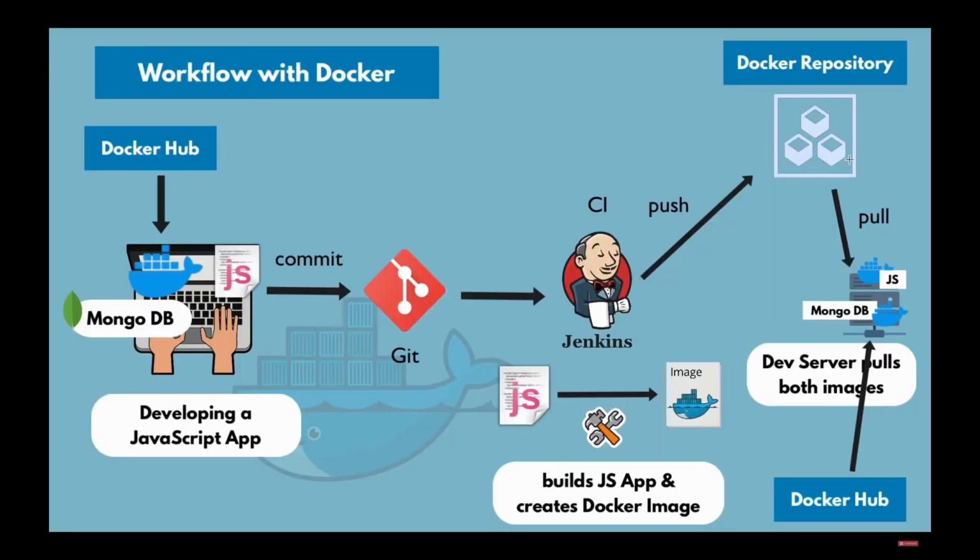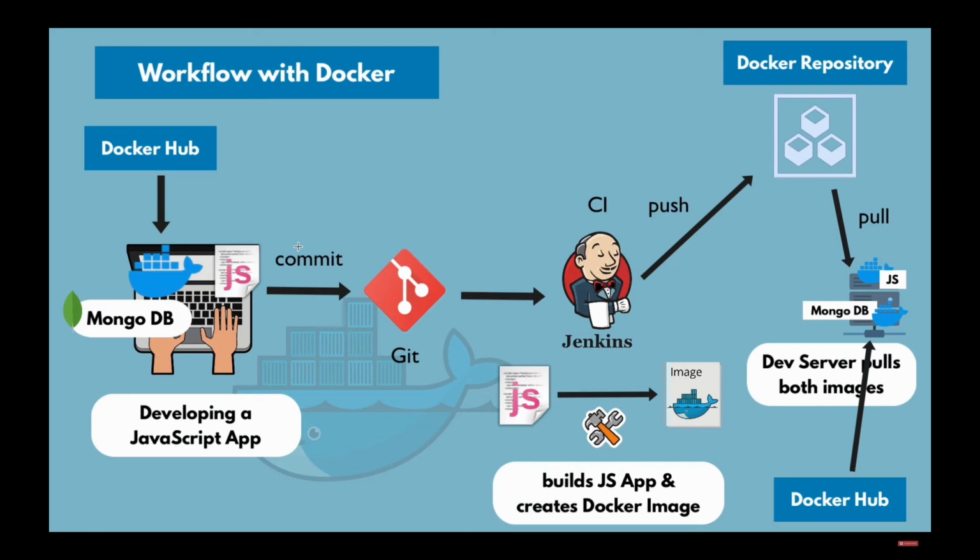So let us understand the workflow with Docker, how Docker works. Let's say you are developing a JavaScript application which uses MongoDB as database. Instead of installing MongoDB on your local computer, you pull the image of MongoDB from Docker Hub. After that, you start developing your JavaScript application. After some time, let's say you have your first version ready for deployment so that your tester in your team can test your software.